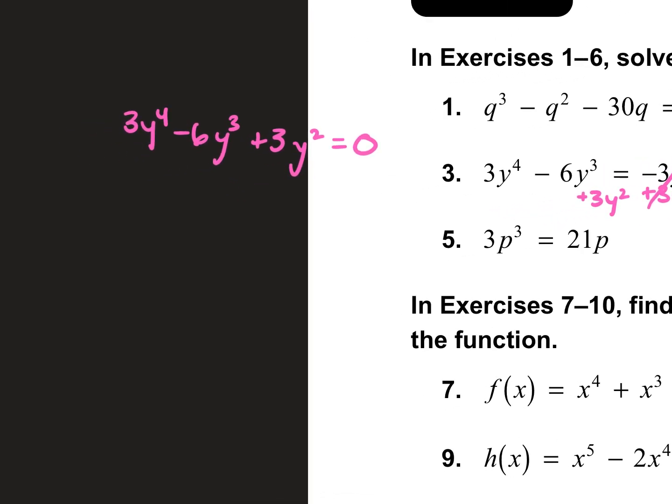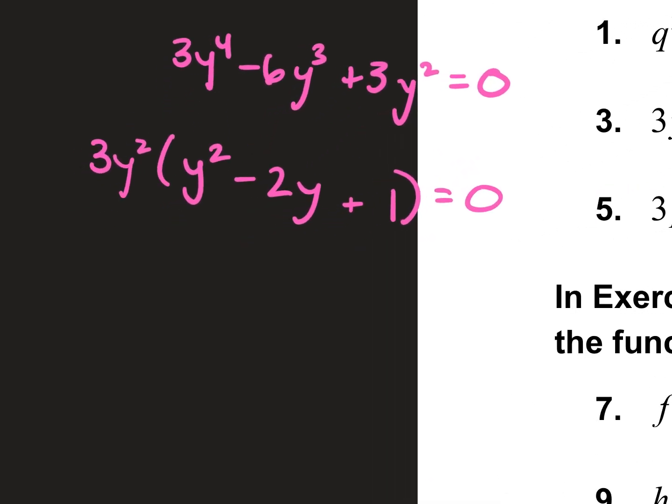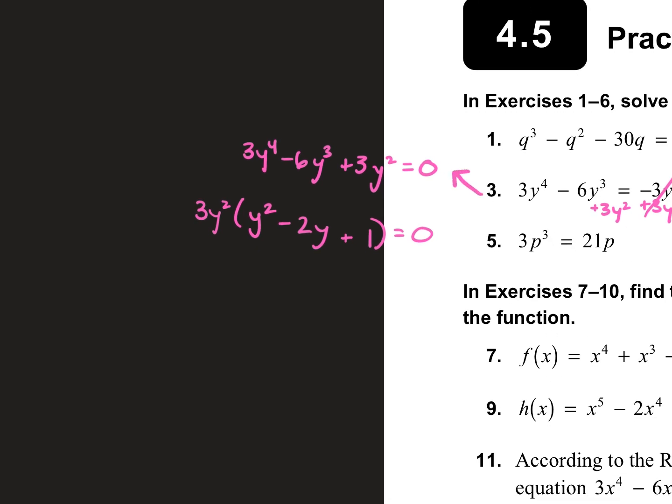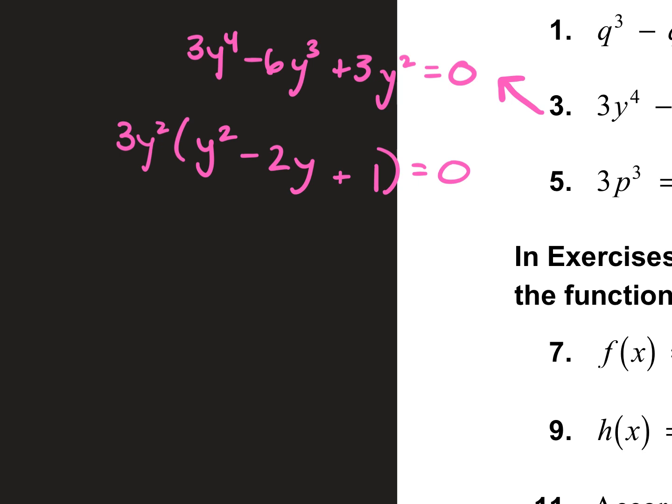What would we do next? So I'm going to take out the GCF, which is 3y squared. So when we take out 3y squared, we're left with y squared minus 2y plus 1, sorry. 3y squared divided by 3y squared would be 1. Equals 0. Everybody good so far? All right, what would we do next?